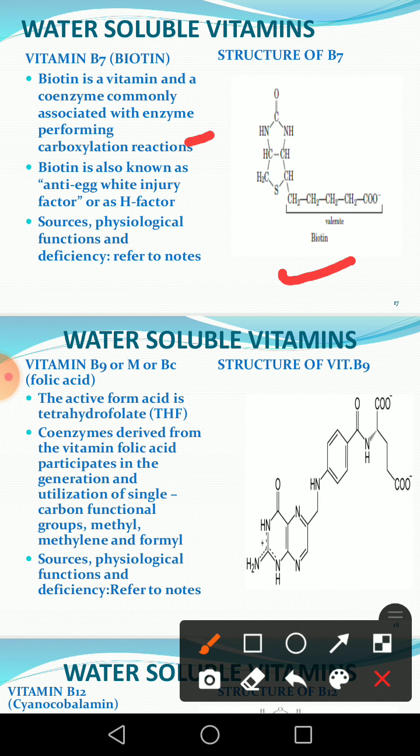Vitamin B9 or M or Bc, folic acid. The active form is tetrahydrofolate, THF. Coenzymes derived from the vitamin folic acid participate in the generation and utilization of single carbon functional groups: methyl, methylene, and formyl. The diagram is depicted.